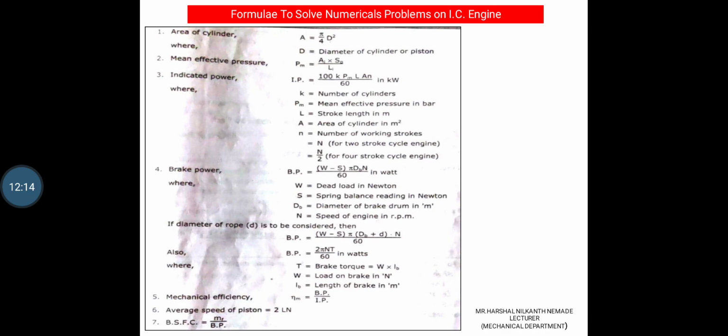Formulas to solve numerical problems of IC engine. There are some formulas which are given. Area of cylinder A is equal to pi by 4 d square, mean effective pressure PM is equal to AI into SO divided by LI. So PM means mean effective pressure. As we solve the problems, you will get to know what SI and what BI are.